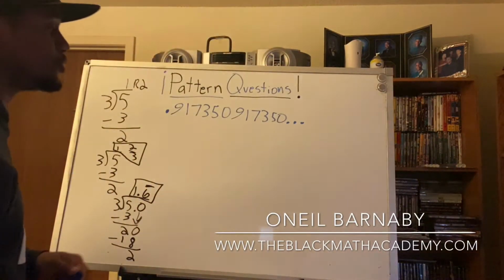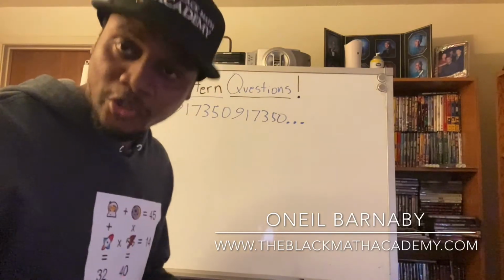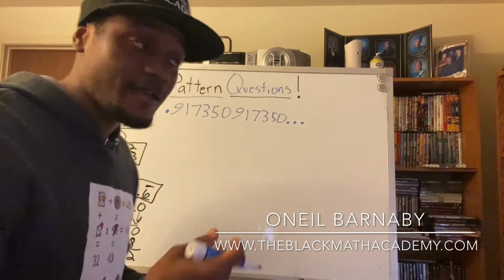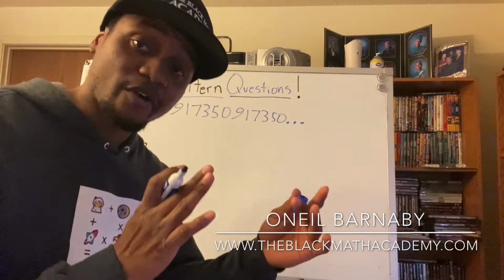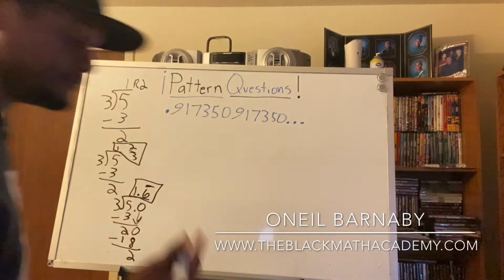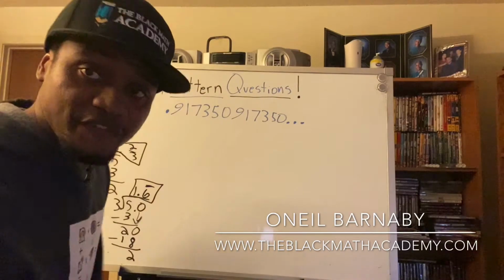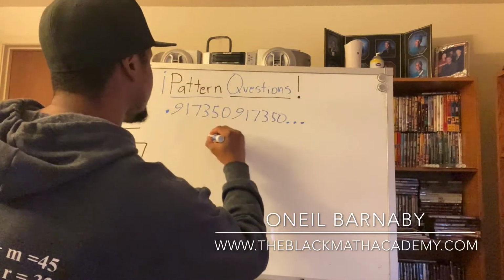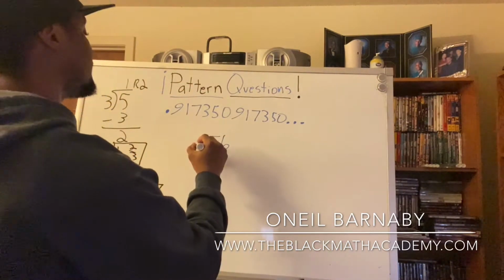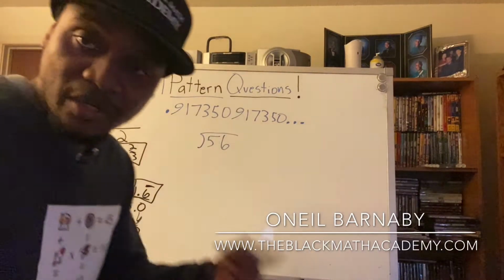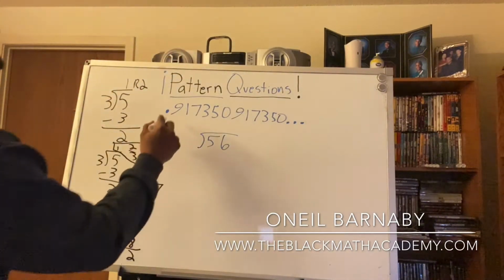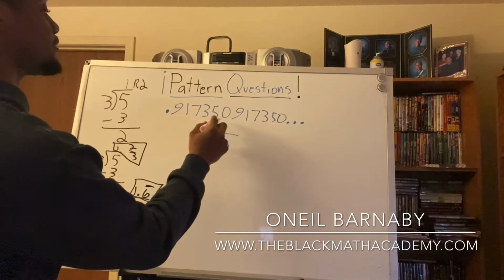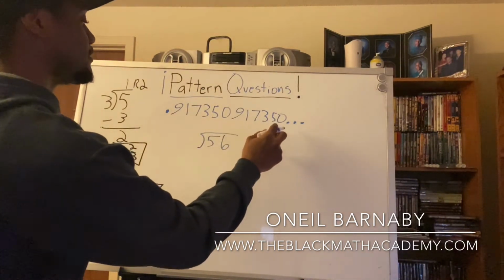So what we're going to do is we're going to take the spot we're looking for, 56, and we're going to divide it by the number of numbers in the pattern of the decimal. So we're looking for the 56th spot, so 56. We're going to divide that by the number of numbers in the pattern. So when we take a look, we got 917350, 917350.